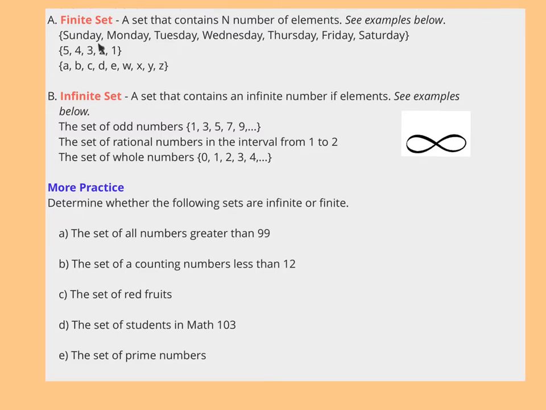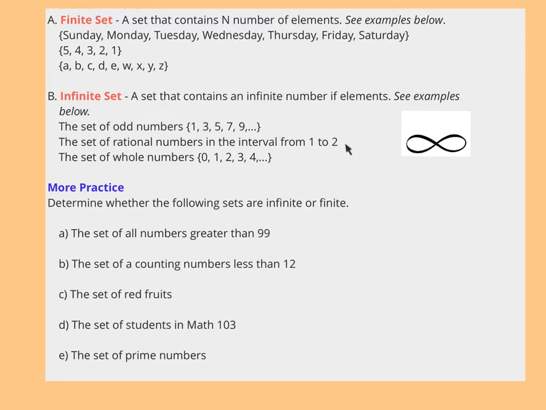They have a starting element and an ending element, and I can count the number of elements in between or inside that set. An infinite set is a set that contains an infinite number of elements. This is my symbol for infinity. And so when I say an infinite number, it means that it just keeps on going. I don't have an ending, or I possibly might not have a beginning for my set. So some examples here are the odd numbers, 1, 3, 5, 7, 9, and it keeps on going. So this ... is going to tell me that my set is continuing to go on.